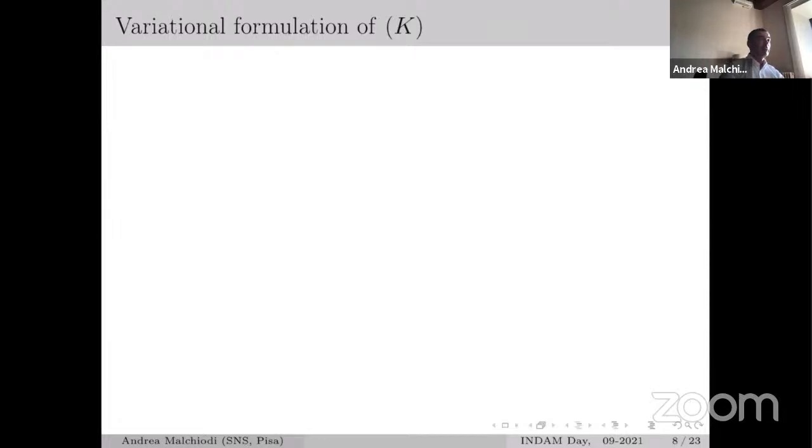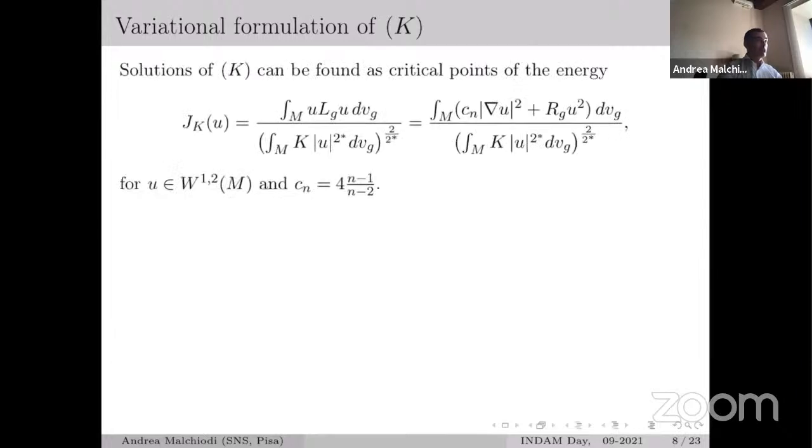Okay, so problem K, my starting problem, has a variational formulation, and solutions can be found as critical points of some energy. So I can express this energy, which I call J_k, as the ratio of some quantity involving the conformal Laplacian and basically the critical power of u at the denominator multiplied by the function k. So if you integrate by parts, since this is an elliptic operator, you can think of the Laplacian essentially, then this becomes the gradient squared with a lower order correction given by the scalar curvature. Okay, so C_n is just a dimensional constant. This is a Sobolev type quotient, but with some geometric correction here.